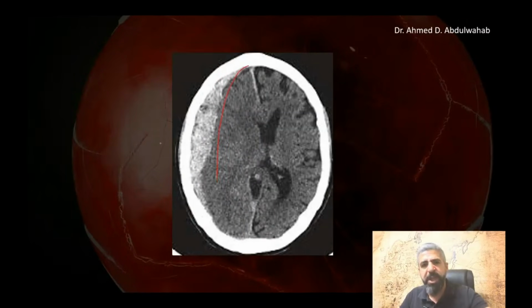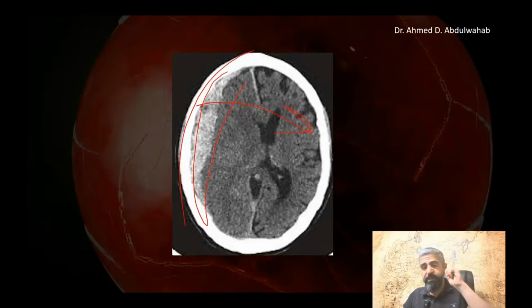This is crescent shape, and crescent shape indicates subdural hematoma, and subdural hematoma is different in that it crosses the sutures, but it does not cross compartments. Keep that in mind, and it's venous blood. So epidural versus subdural, never ever mix them up. You cannot make a mistake here.